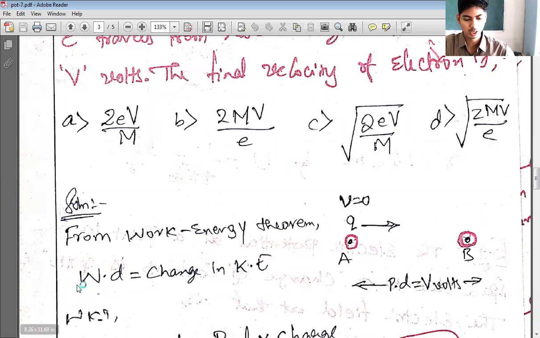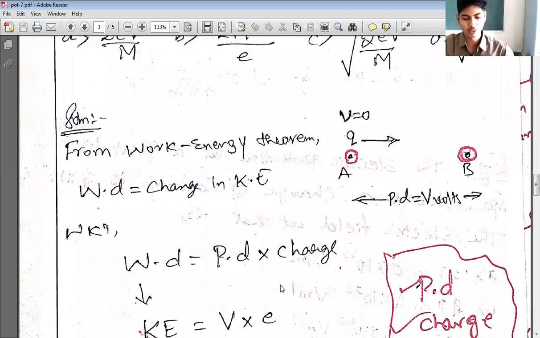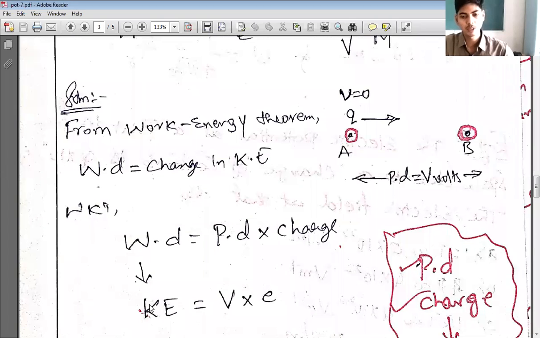Change in kinetic energy is equal to work done. Very good. V into E, potential difference is V and charge on electron is E. So work done is equal to potential difference into charge. Work done is nothing but change in kinetic energy. So change in kinetic energy will be equal to E into V. This will be the change in kinetic energy.